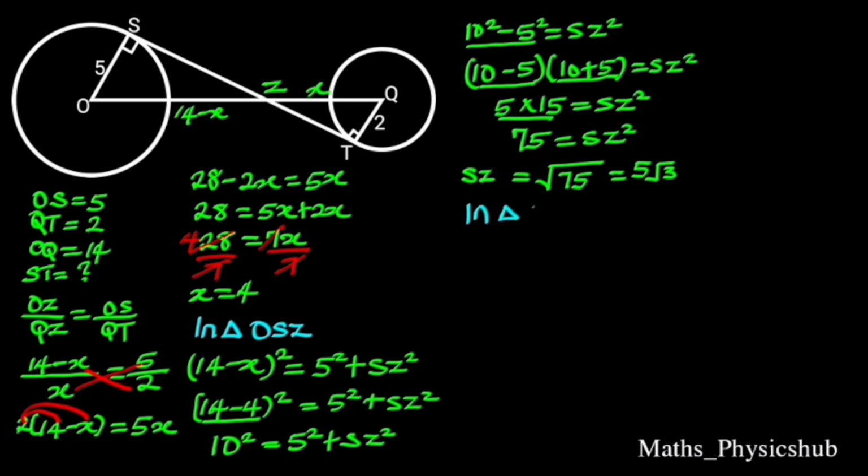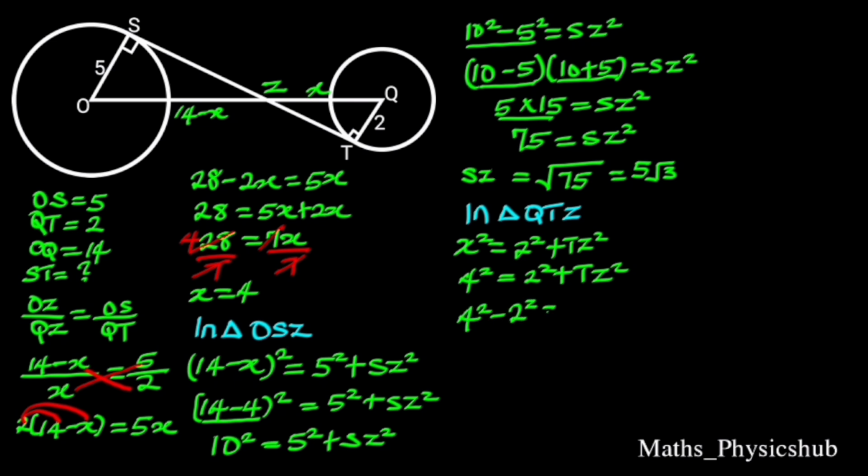Also, in triangle QTZ, x square equals 2 square plus TZ square. Plugging in the value of x, which equals 4, will give us 4 square equals 2 square plus TZ square. To find TZ, we take 2 square to the left, 2 square going to the left will become negative. So that 4 square minus 2 square equals TZ square. Also, from difference of 2 squares, 4 square minus 2 square is the same as 4 minus 2 times 4 plus 2 which equals TZ square.